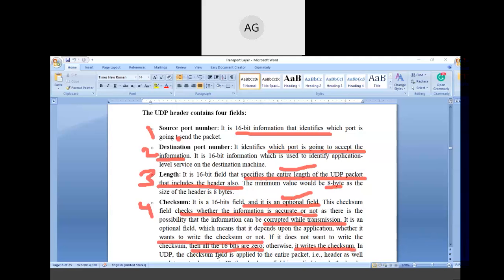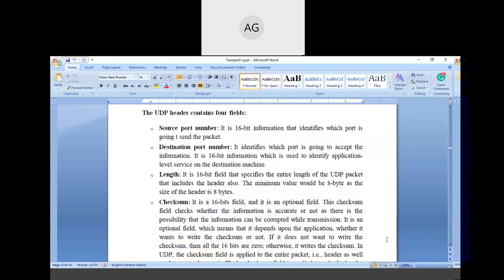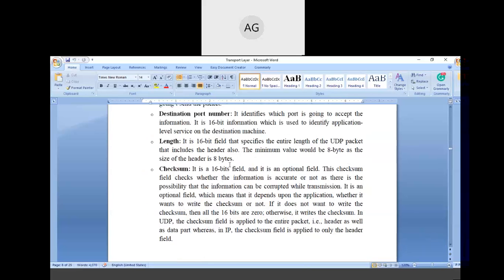In UDP, the checksum field is applied to the entire packet, that is the header as well as the data part. Whereas in IP, the checksum field is applied only to the header part. This is another important difference between the UDP header and the IP header.